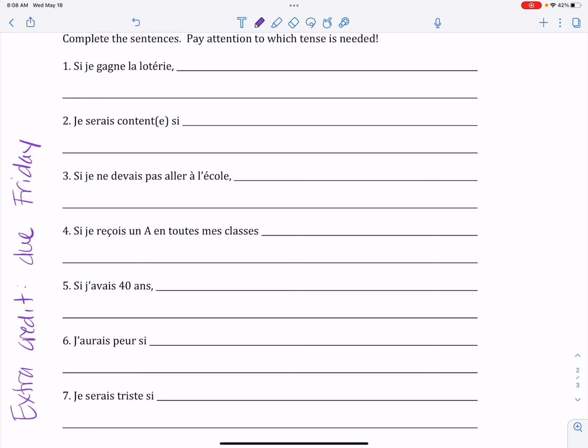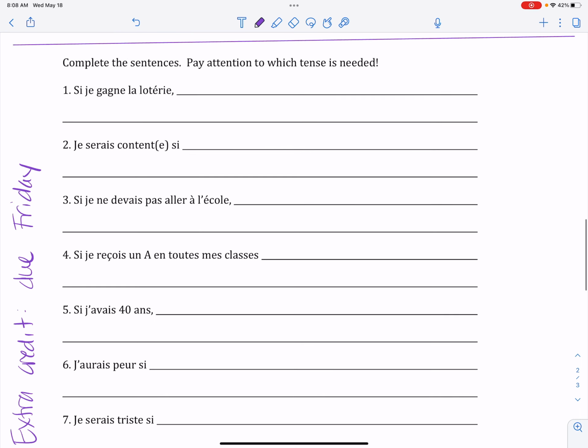So it's the same thing that we're doing here. We have half the sentence. We're given one clause. So we find the subject je, so we find the verb, gagne. Si je gagne la loterie. And you can use WordReference if you need to for the meanings of these sentences. But si je gagne la loterie, if I win the lottery.